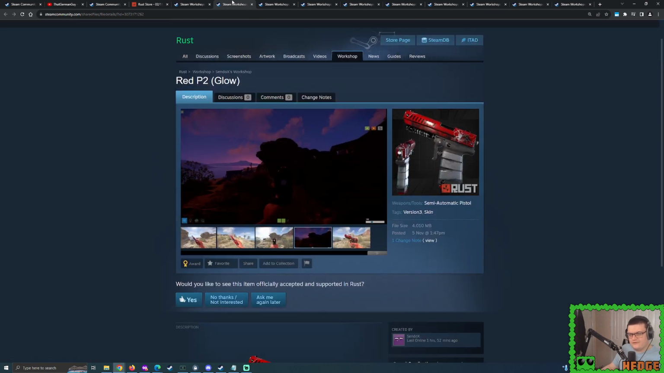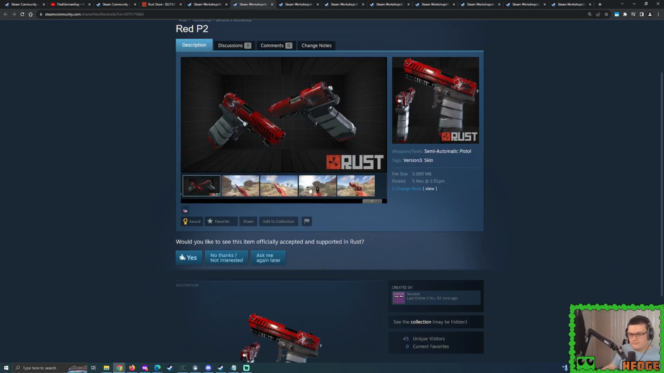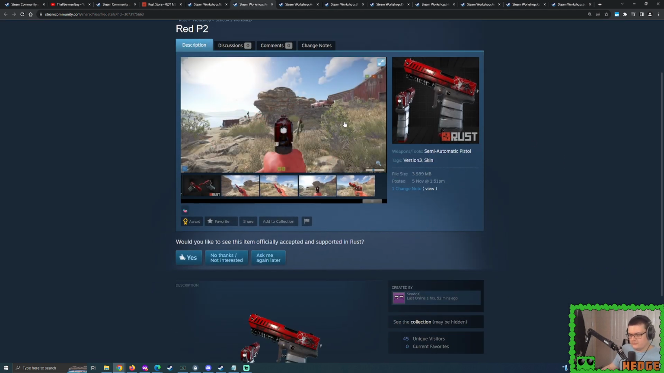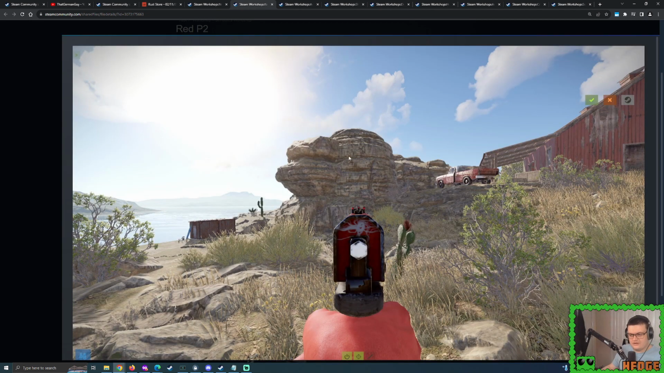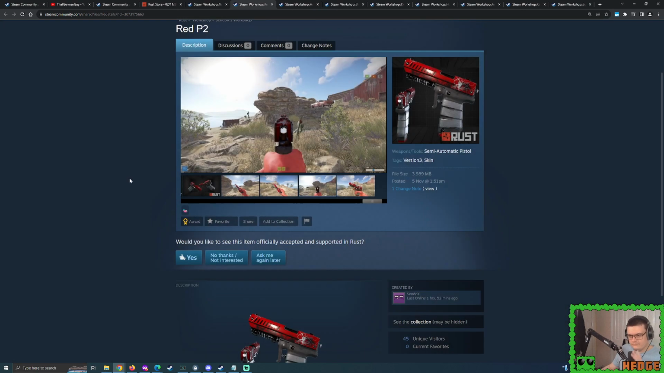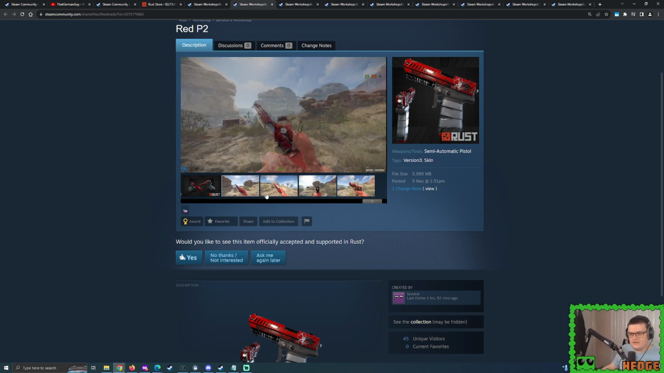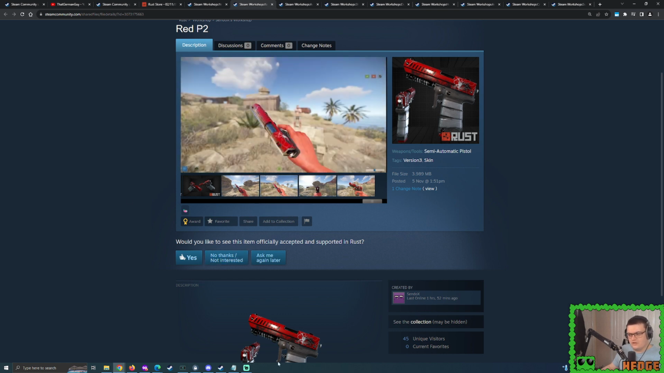That is against the rules. Face Punch explicitly said several years ago, no more glow-in-the-dark aim sights. Sorry. The regular one does not have glow-in-the-dark, so fair enough, but you're not allowed to do that. If you're a skin creator or a brand new skin creator, you're not allowed to do glow-in-the-dark aim sights anymore. So, none of that. Awesome, cool. If you think that looks nice, please consider voting yes or no for Sendox's Red P2.